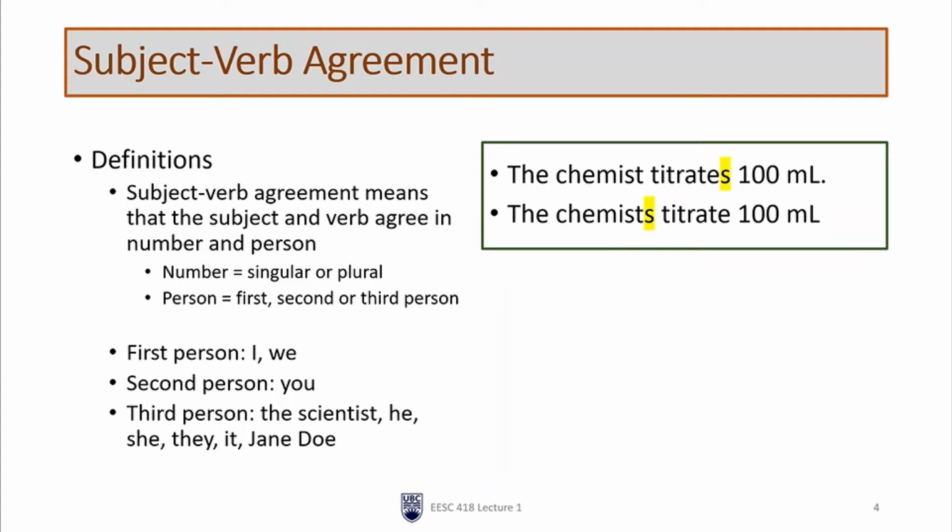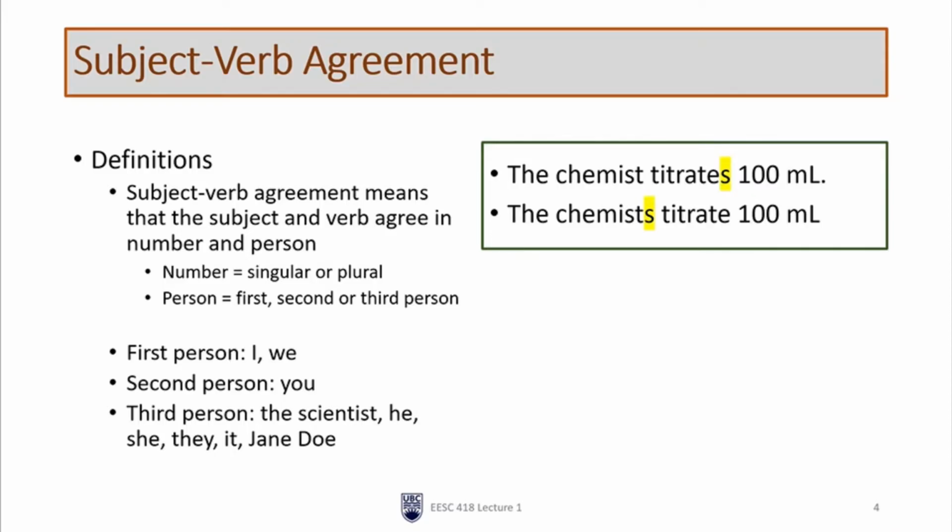The next two topics are subject-verb agreement and mixed construction. These are similar topics. Subject-verb agreement means that the subject and the verb within our sentence must agree in terms of number and person. When we talk about number, we're talking about whether the subject and verb are both singular or plural. And when we're talking about person, we're talking first, second, or third person.